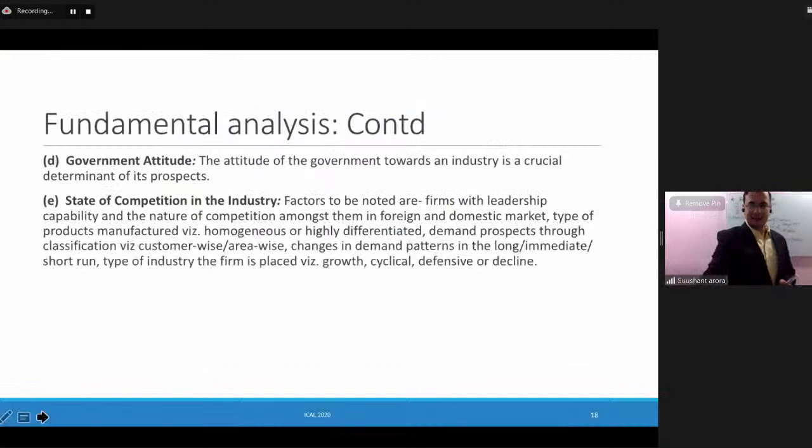We look at this from a firm's perspective: the companies which have leadership capacity and the nature of competition amongst them in the foreign and the domestic markets. So who are the ones who have the leadership capability? You must be aware, recently Apple has crossed a valuation of $2 trillion. Can you imagine $2 trillion around the world?